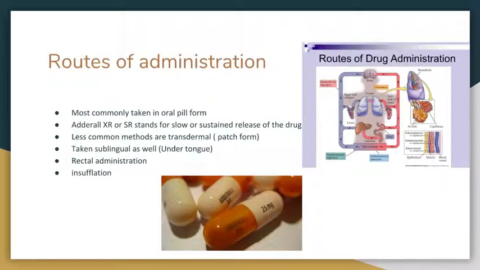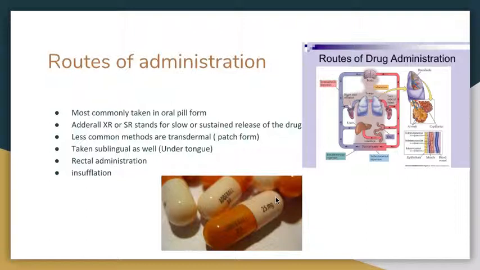So for routes of administration, the most common form for taking Adderall would be orally. On this diagram on the right, you can see it would first be digested by the individual, and it's metabolized in their liver before being absorbed into their bloodstream. Adderall XR and SR stand for slow and sustained release of the drug. In this picture down here, you can see an XR, so extended release, and a common dose right here, 25 milligrams.